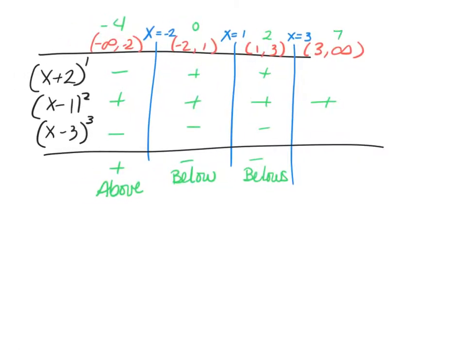7. Ooh, 7. 7 plus 2, positive or negative? Positive. 7 minus 3, positive or negative? Positive. So positive cubed is still going to produce? Positive. So my region above or below? Above.